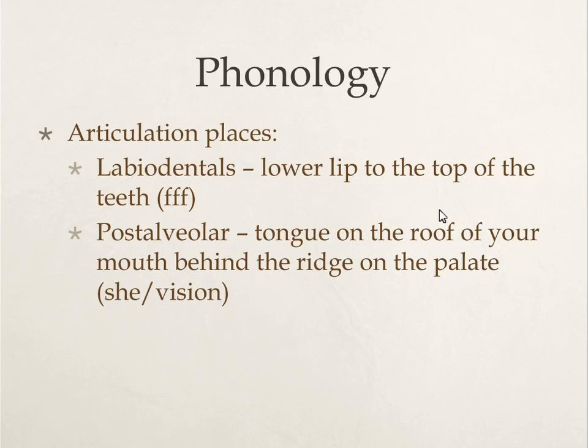A postalveolar is the tongue on the roof of your mouth, on that ridge all the way in your palate. These are actually fairly unusual words, but vision, you can feel that not the tip of the tongue, but the whole tongue kind of hits the roof, the palate. So she, and then vision. It's a lot of sh sounds and sort of Z sounds. Not S's. S often makes this, but it's not totally an S thing. So she, sh, and you can feel that the air flows through the small space that's left on the palate, and vision. So Z sounds as well.